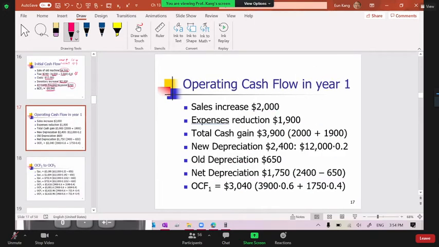Then, now, this part is very important. Operating cash flow. So sales increase 2,000. Expense reduction still positive, right? Saving is plus. So total is what, as I said, 3,900 total revenue. Then depreciation is what?